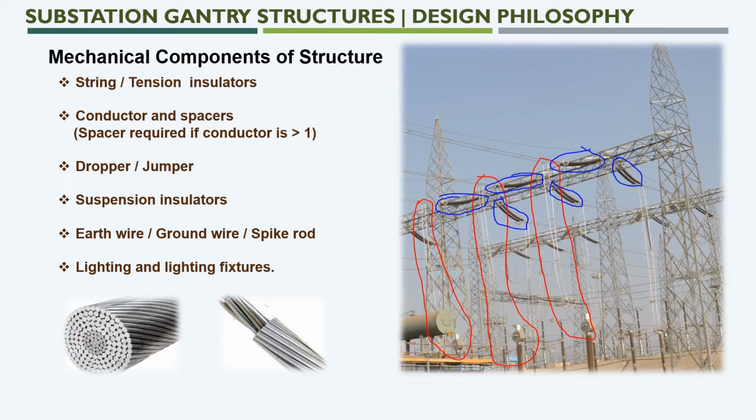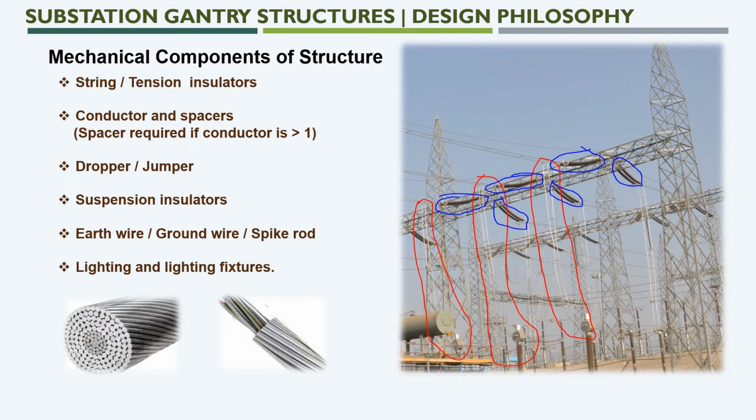Dropper is nothing but a connection between the running line, which is connected to the gantry, and the equipment which is just below the gantry. So here you can see there are 3 phases of dropper, which is connecting from the line conductor to the equipment just below. This equipment is a current transformer.